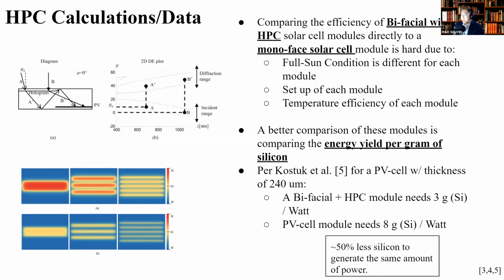And so for a solar panel or module of thickness 240 micrometers, they found in their testing that a bifacial with HPC module needs only 3 grams of silicon per watt versus a PV cell module that needed 8 grams of silicon per watt. And so concluding that with the bifacial and HPC module, we can use approximately 50% less silicon to generate the same amount of power as a monofacial. And so this is what I found. With these findings, it seems that HPC is very good to use and offers a lot of benefits, as well as it's cheap compared to any solar cell material.